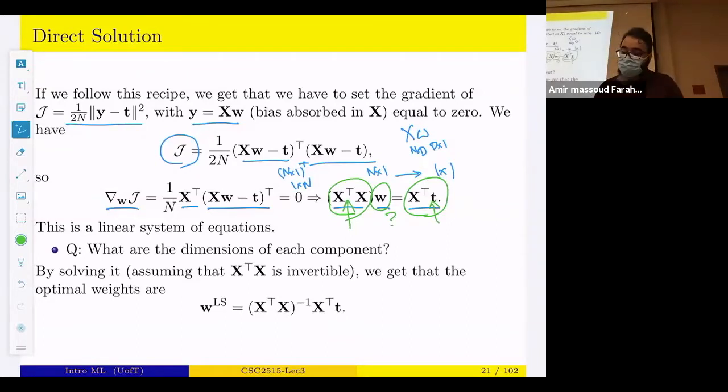We solve this, and if we assume that X transpose X is an invertible matrix, then we get that the weight that minimizes the squared error loss is X transpose X inverse times X transpose times t.